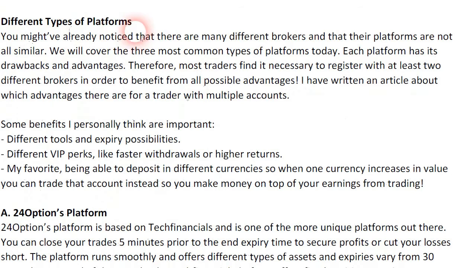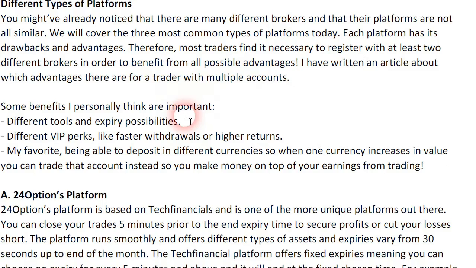So where to trade? Different types of platforms. These are the brokers. Each broker has different perks, different tools that you can use. So I think that a trader always benefits from having multiple accounts. And we have multiple articles about it on binary options, that's psych.com. You can read and understand why it's important, and we will also discuss this in the webinar.